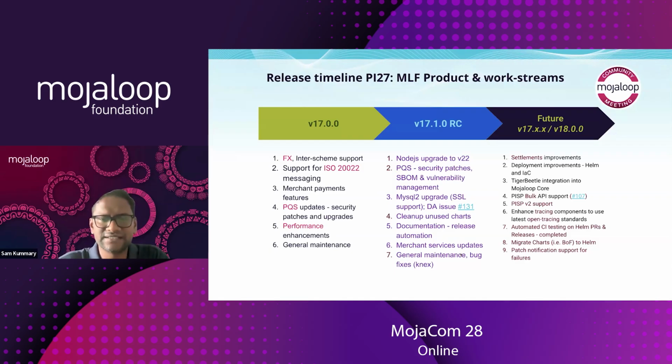Apart from that, we also saw the release process documentation, and now we've also improved on the release automation as well. Along with that, included in the 17.10 release, we have merchant services related updates. There is a merchant service and merchant registry that are adjacent to Mojaloop, not part of the core, but they can also be deployed out of the box, disabled by default, but can be enabled by any adopter who wants those. Apart from that, we also have general maintenance and bug fixing done this PI.